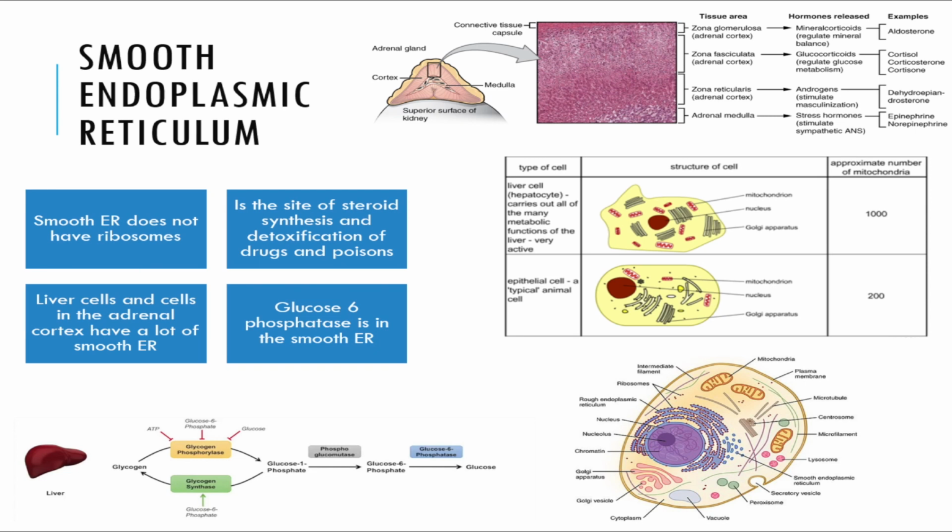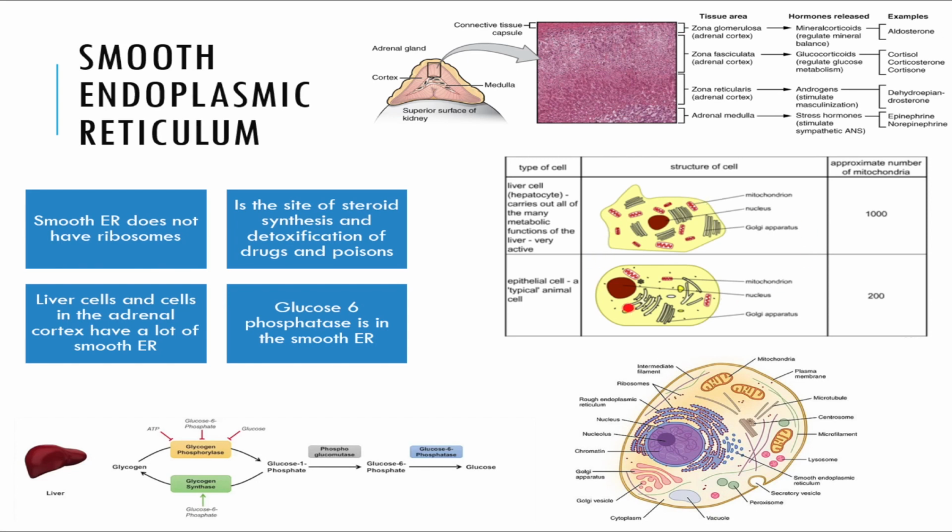Anyways, let's get back to the smooth ER. So, the smooth ER lacks ribosomes compared to the rough ER. The smooth ER is also the site of steroid synthesis, detoxification of drugs and poisons, and it helps store calcium ions. Do you guys know what organs in your body are involved in the detoxification of drugs and poisons? That's right, it's mainly the liver. Therefore, it would make sense that liver cells have a lot of smooth ER.